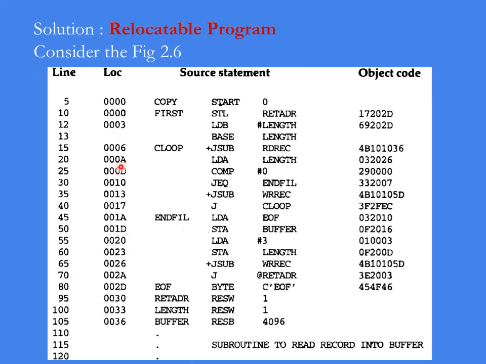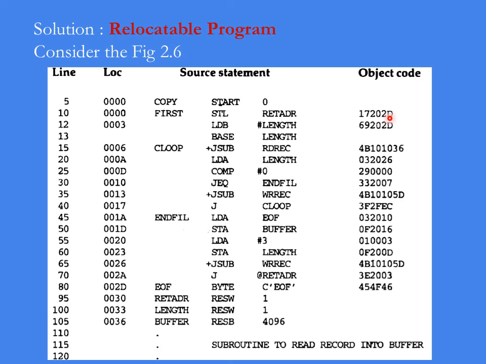So the target address minus the contents of PC: the target address of RETADR is 0030, and this is a hexadecimal value. So if you subtract 3 from it, you will get the answer as 02D. So that displacement is what you are storing in this location. It is not an absolute address.